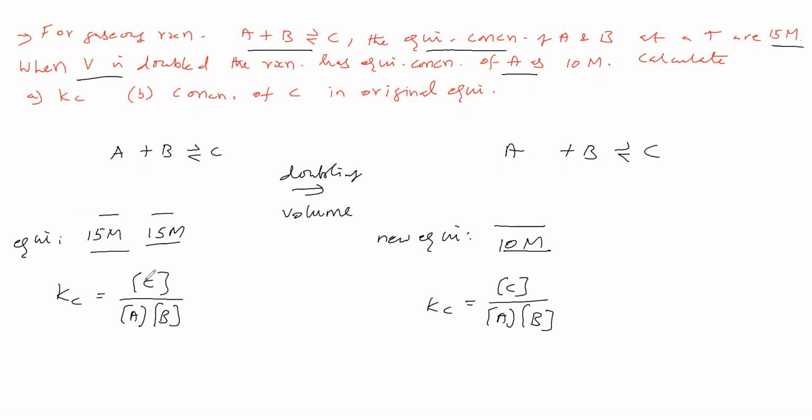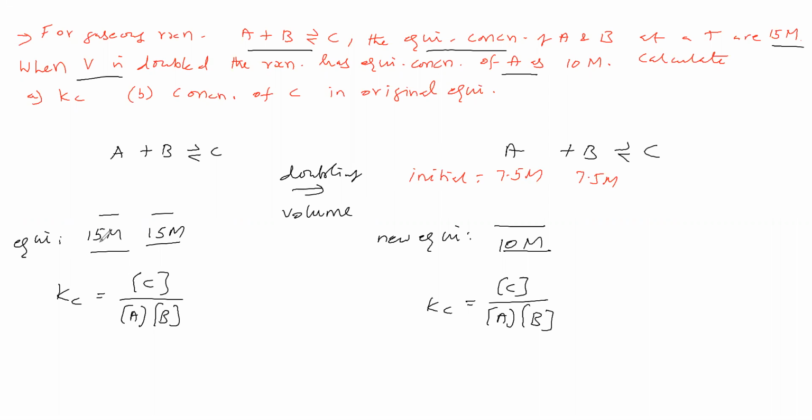So how to find C? We are doubling the volume. Due to doubling the volume, what will happen to the concentration? On doubling the volume, the concentration becomes half, because concentration is inversely proportional to volume. Therefore this concentration becomes 7.5 molar. It is also 7.5 molar.